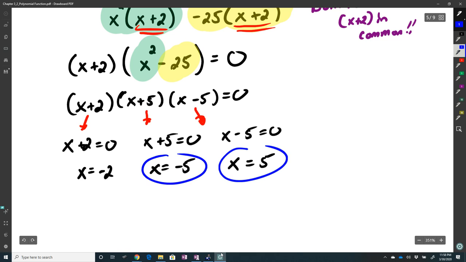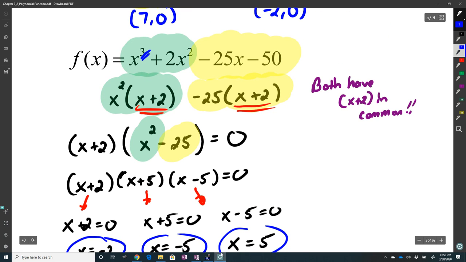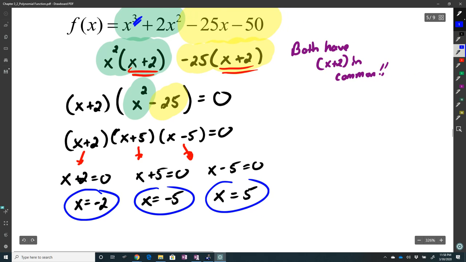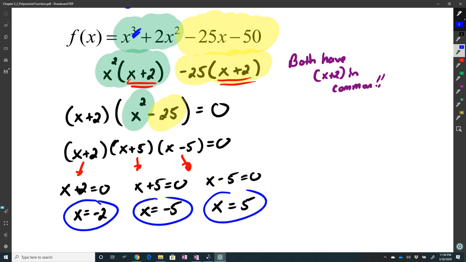Now, not every cubic, when I say cubic, I mean degree 3. Not every degree 3 problem can be solved this way. But in this section on the homework, if they give it to you, it can be solved this way. They're being nice to you. But yeah, so just giving you a heads up for that one.